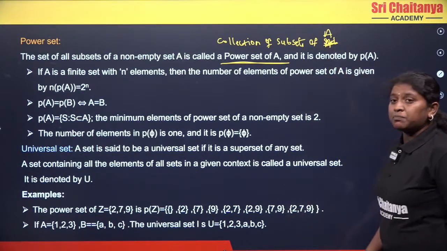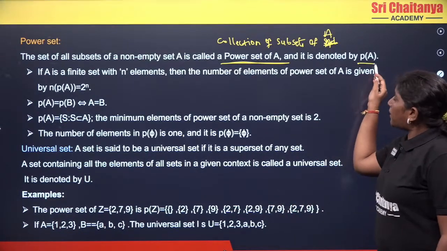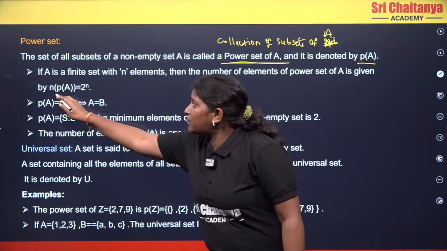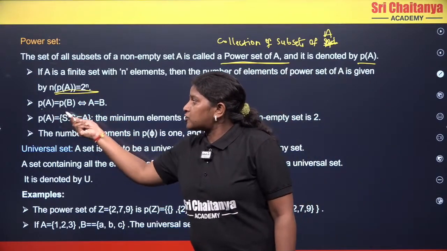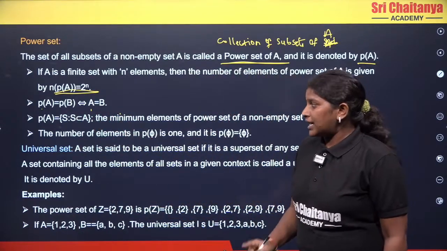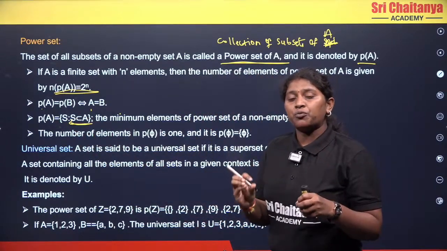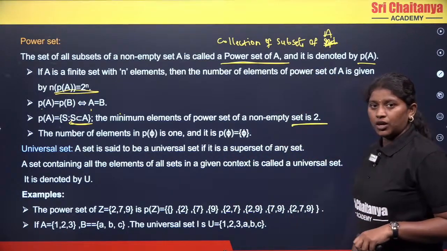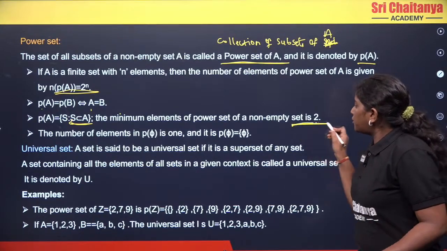Okay, simply, the power set of A is nothing but the collection of subsets of A, and it is denoted by P of A. So how can we find the number of elements in the power set? The same formula: the number of elements in P of A is given by 2 to the power n. Now if P of A equals P of B, then we get A equals B. And if P of A equals S, where S is a subset of A, then the minimum number of elements in the power set is nothing but 2. Okay, so the minimum number of elements in the power set will be 2.